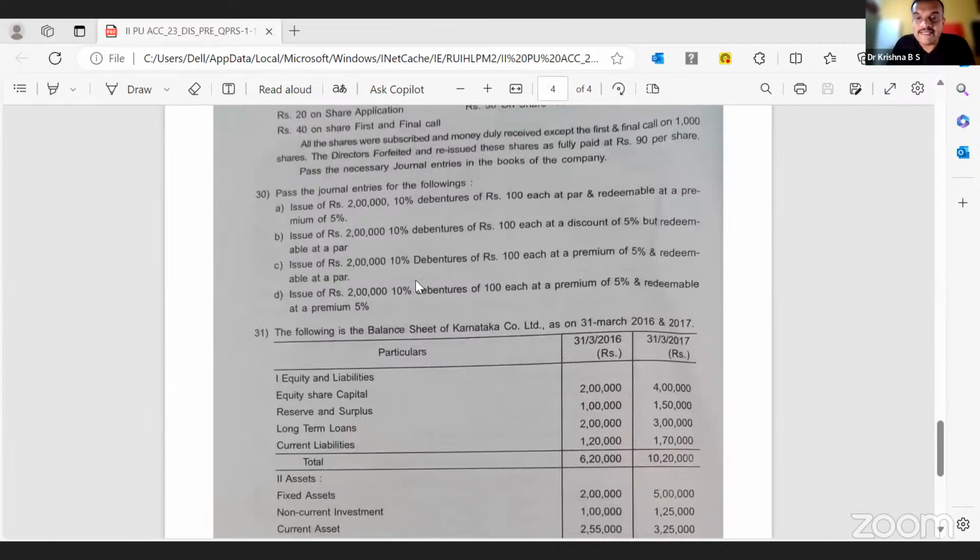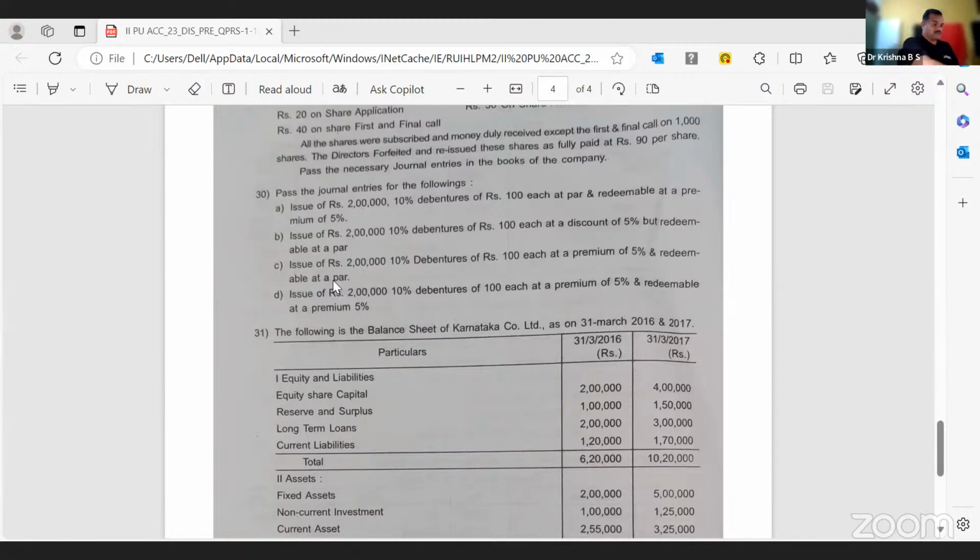Question number 30. I told you already. What did I tell you? Issue of 2 lakhs 10% debentures of 100 each at par, redeemable at premium. So they have given par and premium, right? Which case number is this? This is case number 4. Next, issue of 10% debentures at discount and redeemable at par. They have asked discount and par. Which case is this? Case number 2. Issue of 2 lakhs debentures of rupees 100 each at a premium redeemable at par. So premium and par. Which case is this? Case number 3.